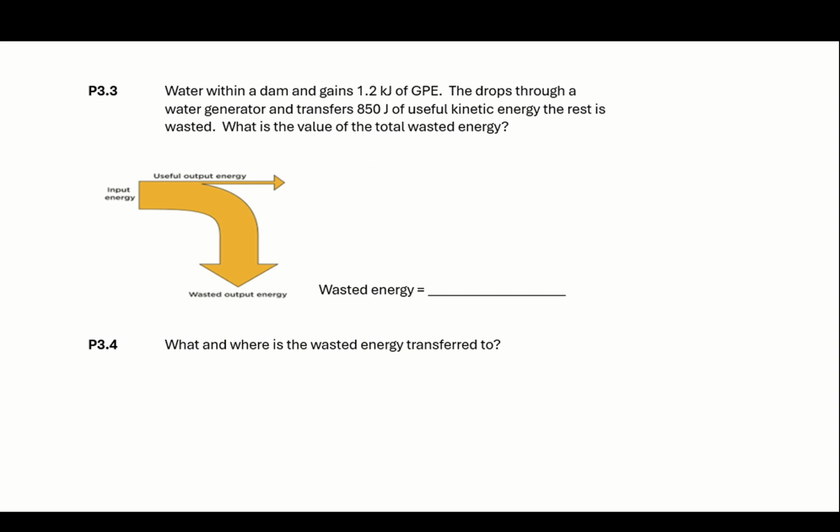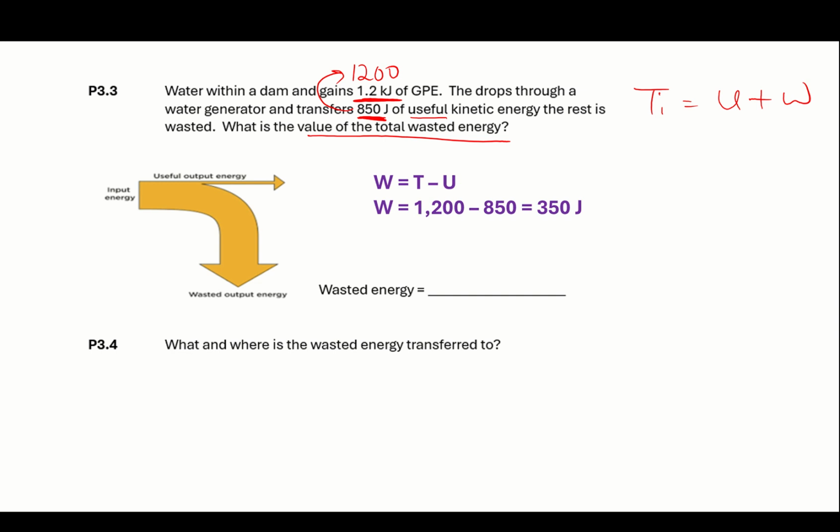Okay, next one. Water within a dam gains 1.2 kilojoules. Okay, got to change that. Times 1,000, 1,200 joules. This drops through a water generator and transfers 850 as useful. So we know total input equals the useful plus the wasted. That has to be the case. So it says, what is the value of the wasted? Well, I've just got to take the 850 from the 1,200. So wasted equals the total, take away the useful. We've got 350 joules, just take them away.